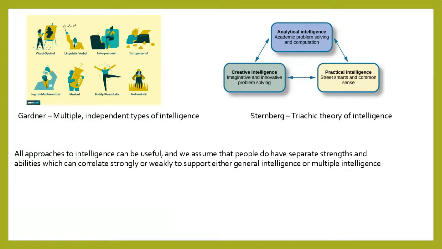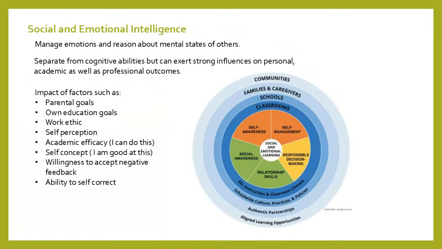So all approaches to intelligence can be useful, and we assume that people do have separate strengths and abilities, which can either correlate strongly or weakly to support general or multiple intelligences. So never ever say that you're not intelligent if you're being compared to somebody else doing something. There are different areas of intelligence, and each one has its own ways of measurement. And when you do things like career profiling, again, you focus in on those multiple different types of intelligences, and what suits one person and they're good at definitely might not suit another person, and they probably are not very good at it.